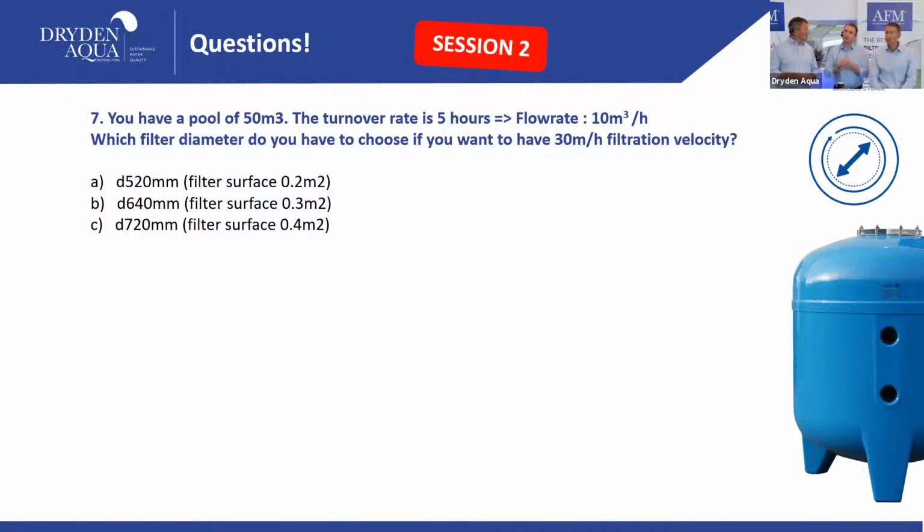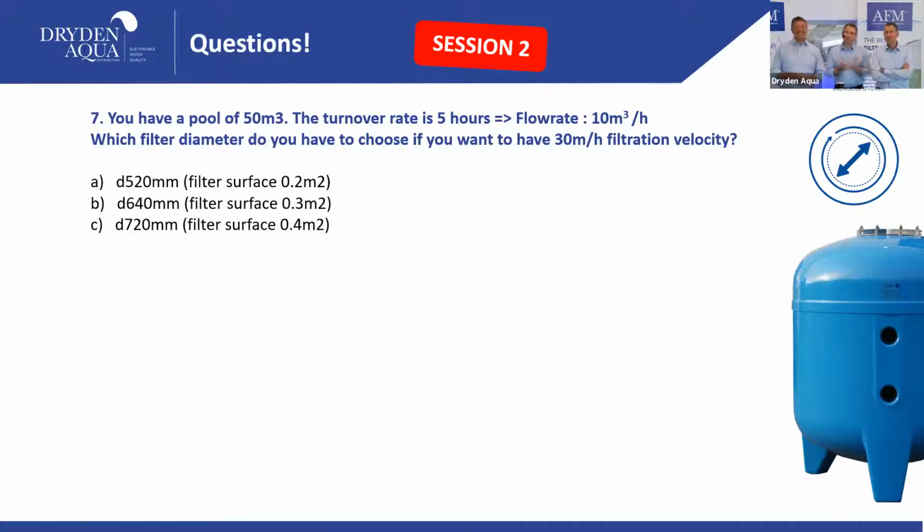Okay, so we come to session number 2. We're still in session 2. So here you have a pool, a 50 cubic meter pool, turnover rate 5 hours. So you have a flow rate of 10 cubic meters per hour. Remember the 4 to 6, average is 5. It's also easier to calculate.